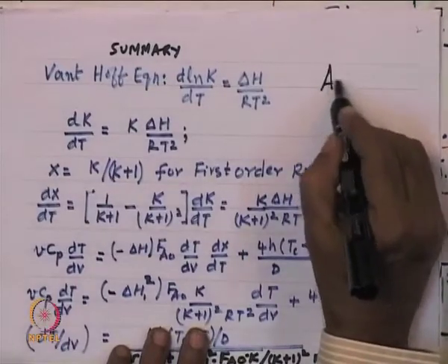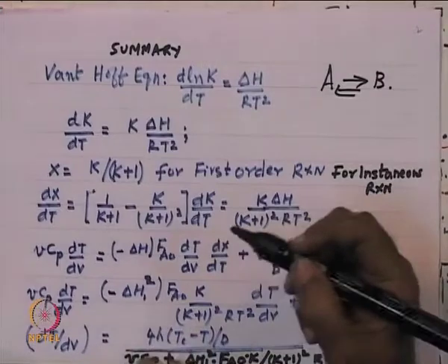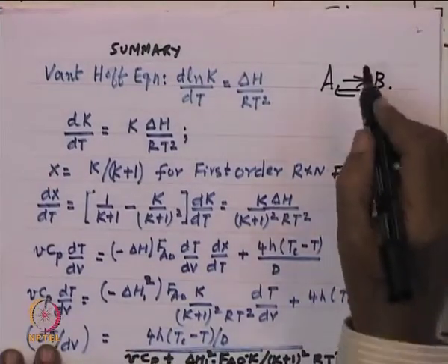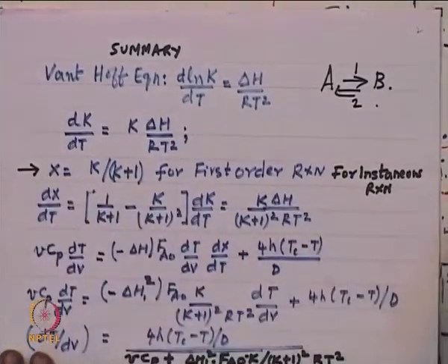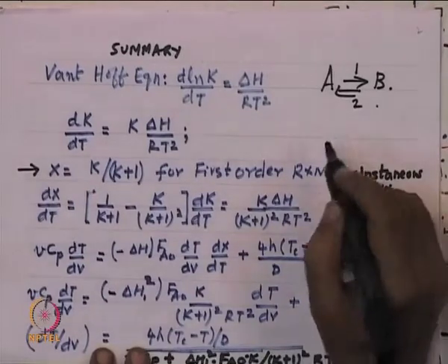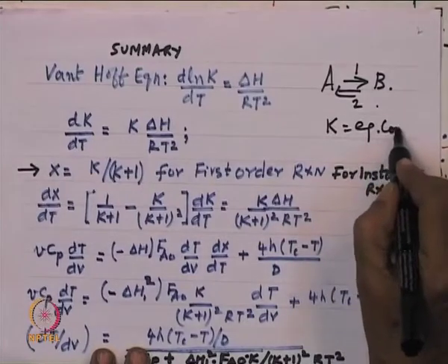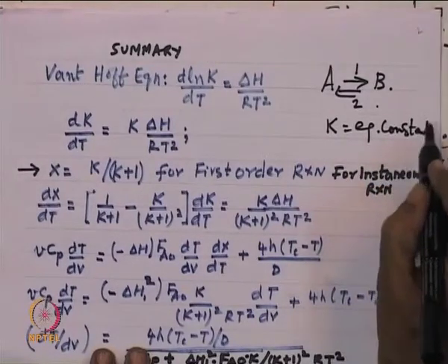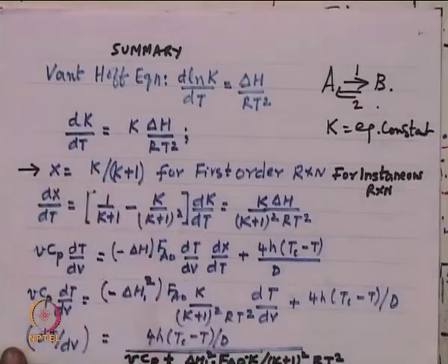Now, our reaction is A going to B, it's instantaneous. Because it is instantaneous, it is at its equilibrium, and because it is at equilibrium, we can say that the extent of reaction x is given by K/(K+1), where K is the equilibrium constant. So, K is the equilibrium constant, and therefore, we can say that x is K/(K+1).